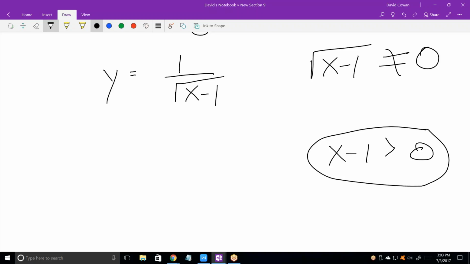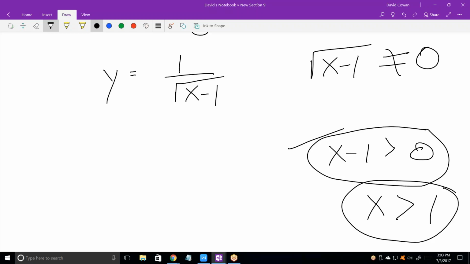Now, tell me what that is in terms of x. When they ask you about domain, they want you to give them an answer in terms of x or interval notation, but x is fine. Solve this inequality. That's all you have to do. What does x have to be? x has to be greater than 1. There you go.